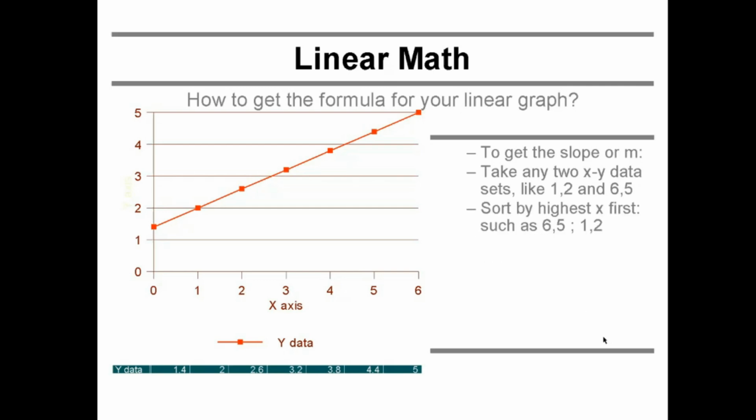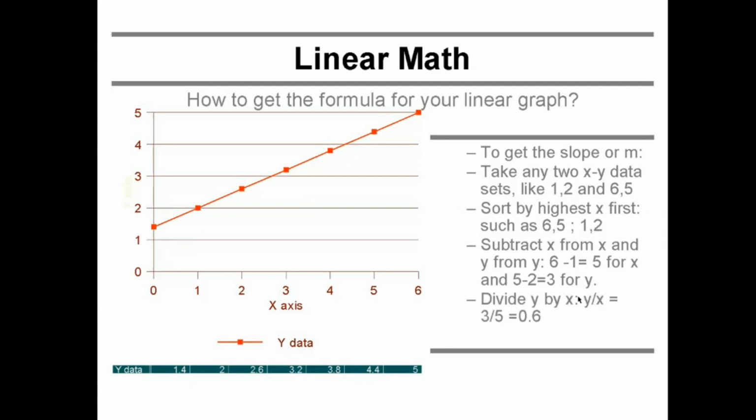Doesn't matter. Pick two. Sort by highest X first. So in this case, the 6 here is my highest X. I'm going to write this one first: 6 for the X and 5 for the Y. And then there comes the next one: 1 for the X and 2 for the Y. Next step, subtract my X from X and the Y from Y. So I had a 6 for X and the 1 for X. So 6 minus 1 gives me a 5 right here. And in this case, my y from y, 5 minus 2, is a 3. So I get a 5 and a 3 right there.